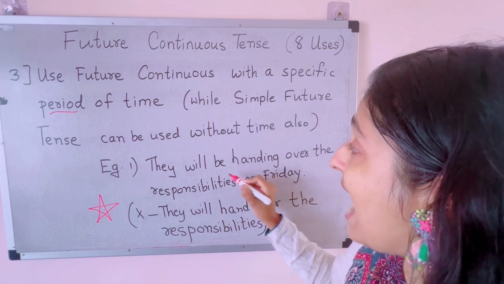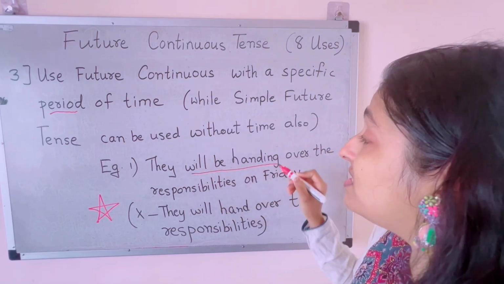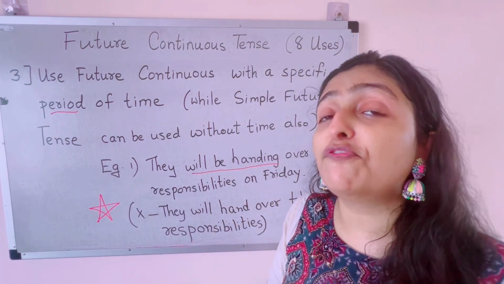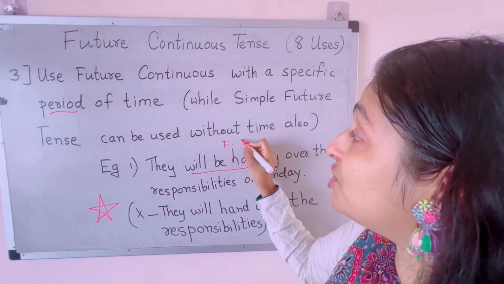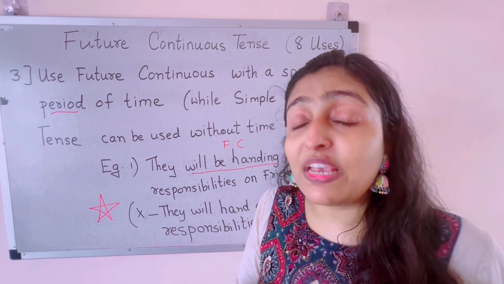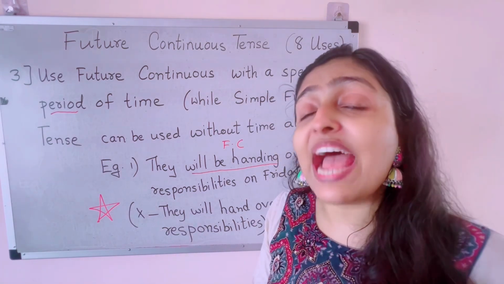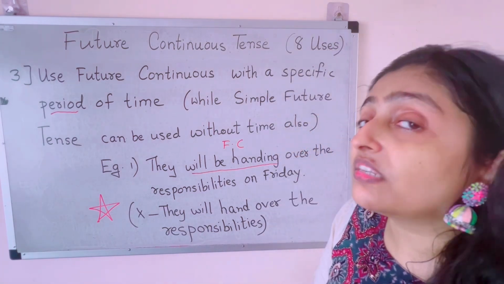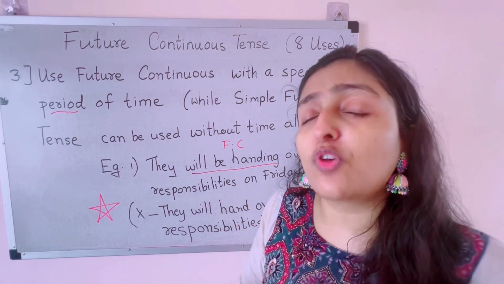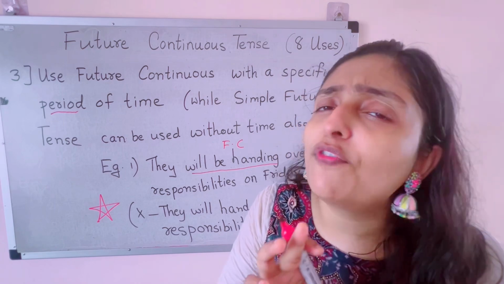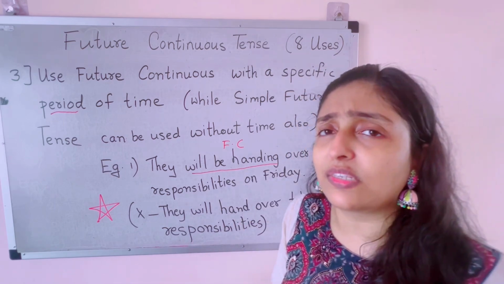They will be handing over the responsibilities to me on Friday. So the first example is in future continuous tense. Okay, I have become the mayor and they will be handing me over all the responsibilities. So on Friday, on Friday. So I'm sure that they'll be handing over all the responsibilities.